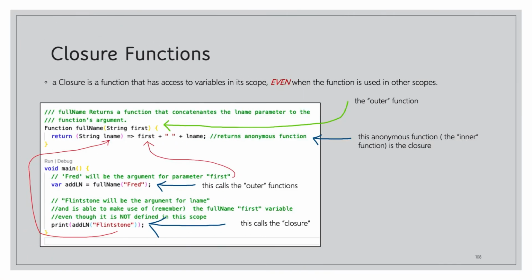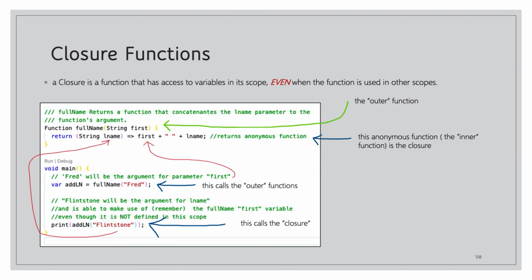Just like in JavaScript, in Dart we have what are known as closure functions. I think it's much more complicated than the nested function example that we went through. So what is a closure function? I think it starts with the name. I always want to say that the closure function is the outside function. That's not the case. It's the inside function. So let's see. A closure is a function that has access to variables in its scope, even when the function is used in other scopes.